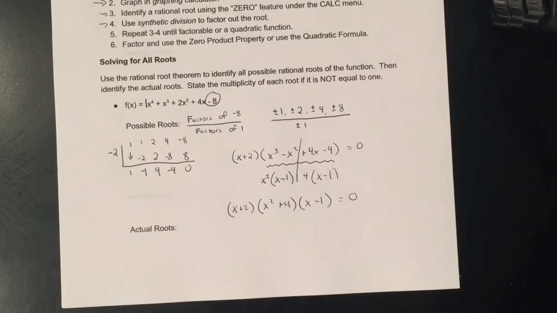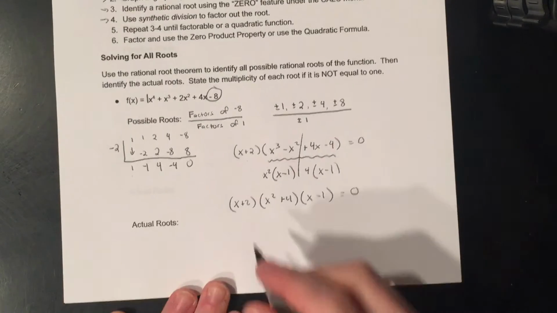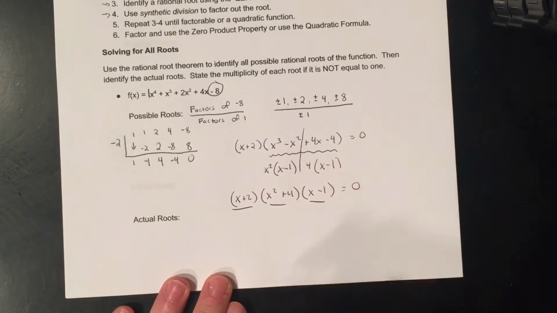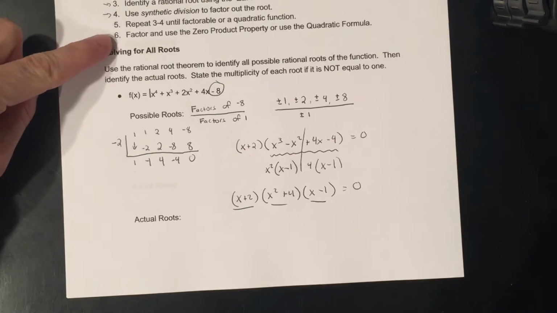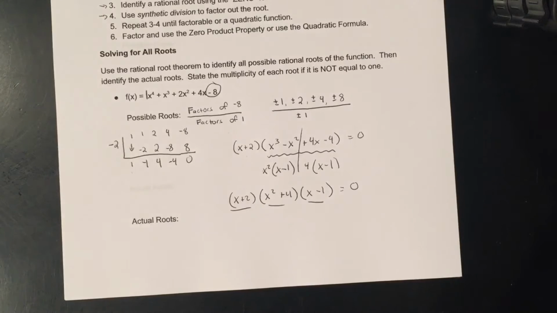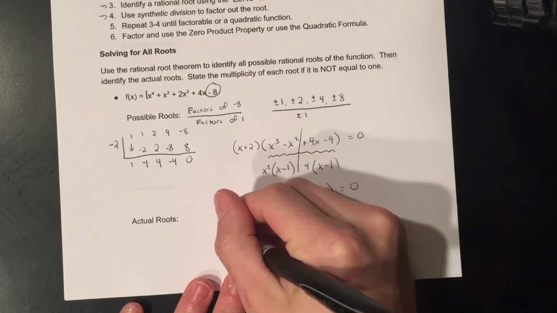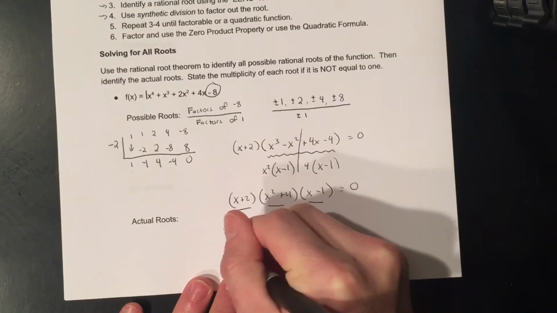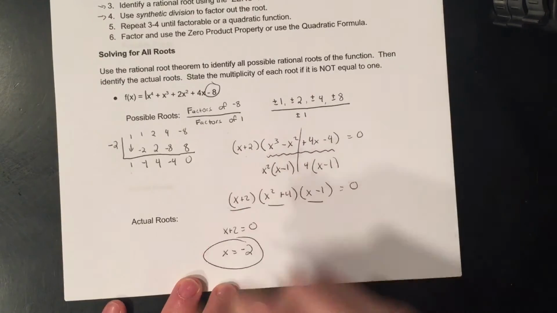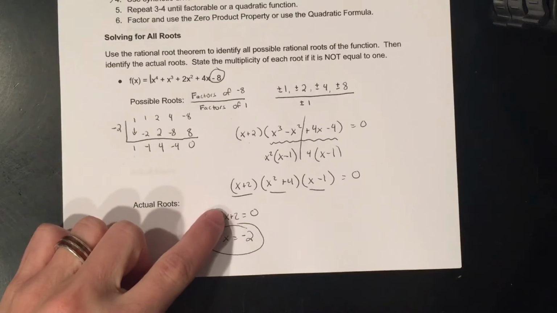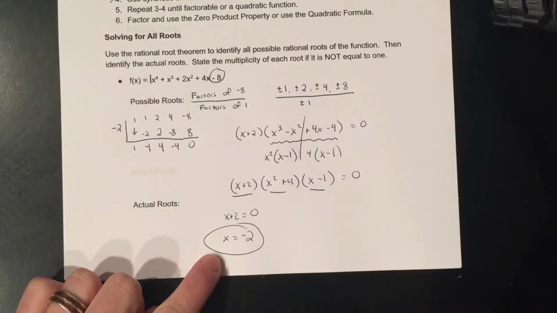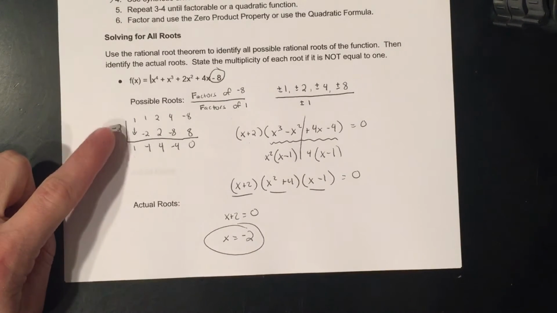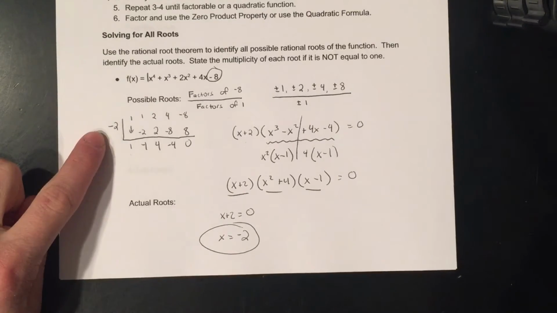We're almost done. The last step of factoring is to take each one of these factors and set them equal to 0 and solve. Right? We're down here at number 6. Factor and use the zero product property. X plus 2 equals 0. Well, if we solve that, we get x equals -2. Again, that's why we write x plus 2, because when we solve, we get that x equals -2. This is the same value we saw from before, and we saw in the graph.